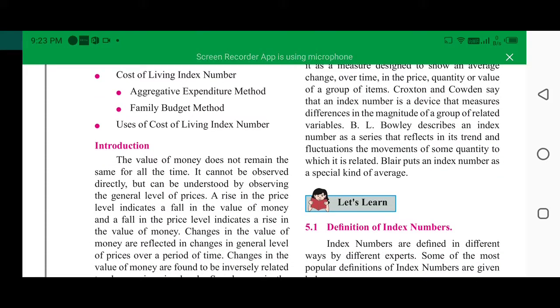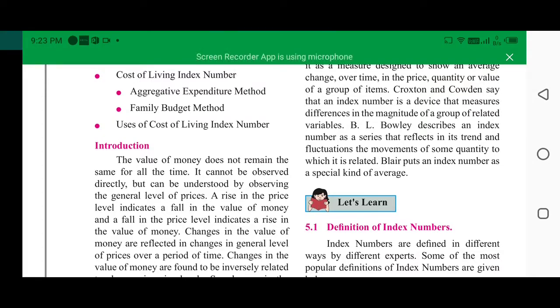The value of money does not remain the same for all time. It cannot be observed directly, because as time changes the value of money goes down. Sometimes it will also increase, but it can be understood by observing the general level of prices. A rise in the price level indicates a fall in the value of money, and a fall in the price level indicates a rise in the value of money.